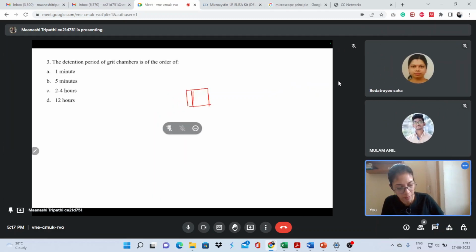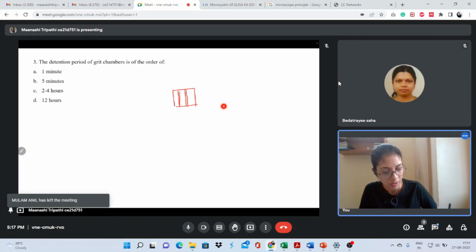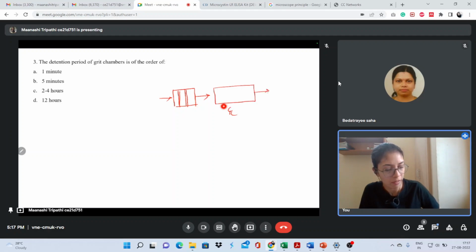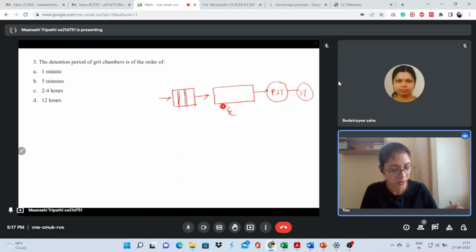First of all, we have bar screen to separate out big particles. Then we have grit chamber. Then we have our primary sedimentation tank. Then we have other things. We have conventionally biological treatment, secondary treatment. Okay. So you need to tell what is the detention time in grit chamber.